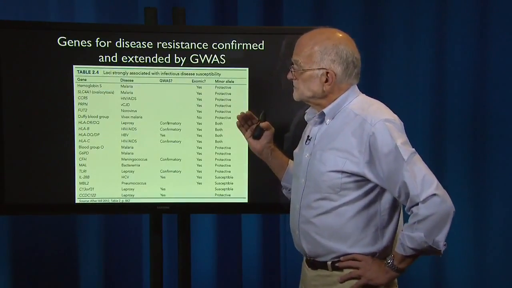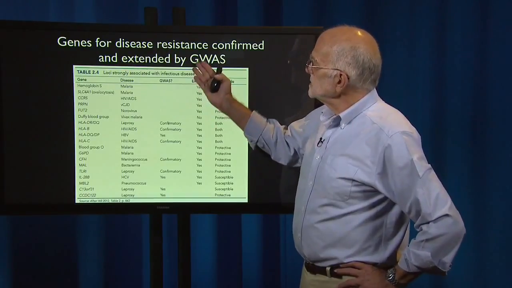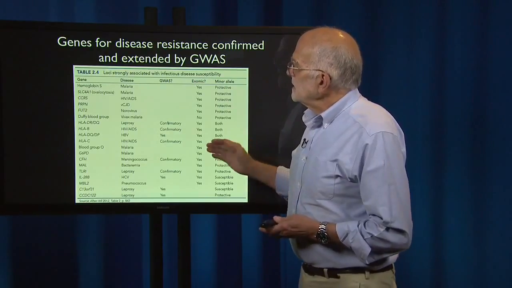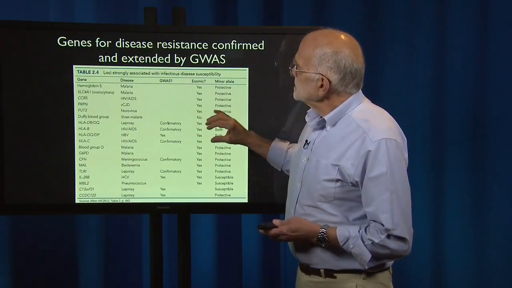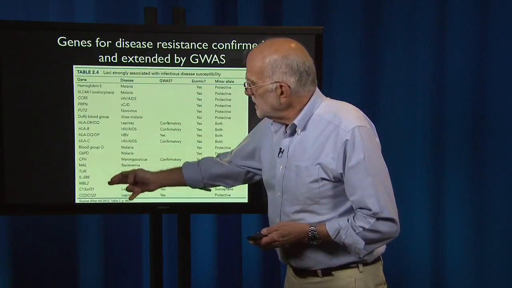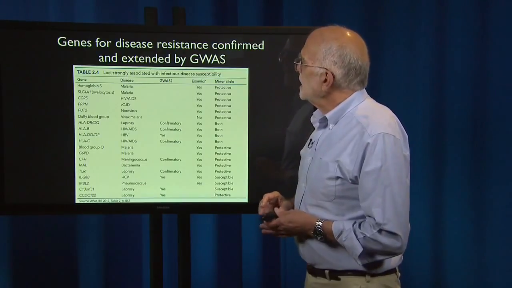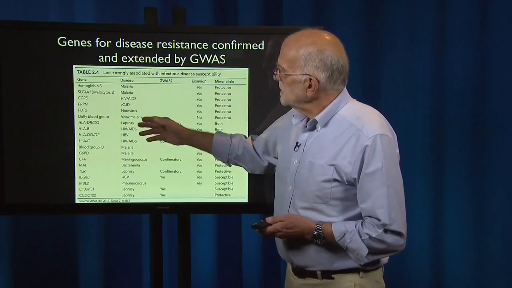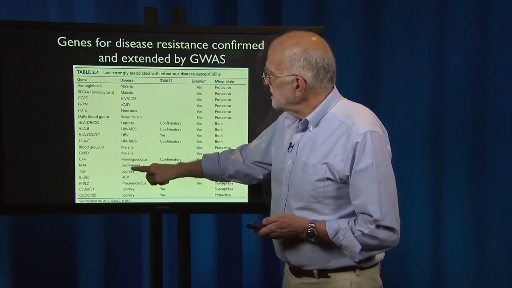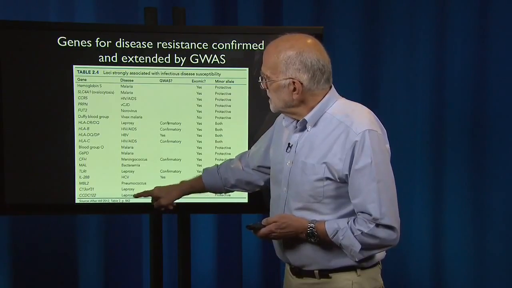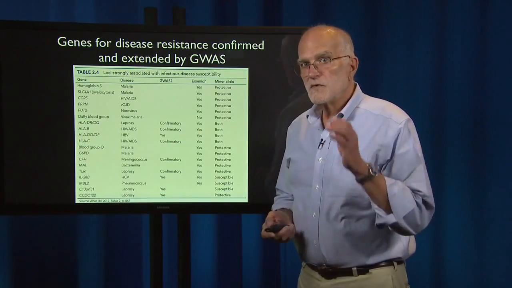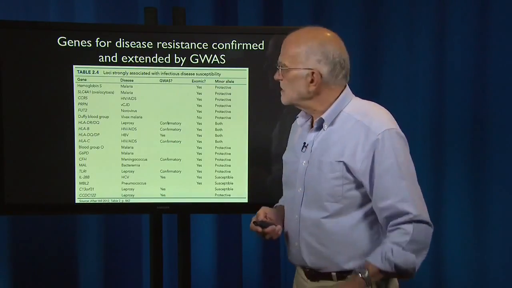Using that method, here is a list of genes for disease resistance that were confirmed and then extended by GWAS. And up at the top, basically, we can see many of the ones we've seen before, but then you can see that there are quite a few others that have been added to it. And in addition, we find protection for particular variants against norovirus, against leprosy, against meningitis, against bacteremias. Interestingly, there are 1, 2, 3, 4 entries here for leprosy, indicating how important leprosy has been as a selective agent in recent human history.